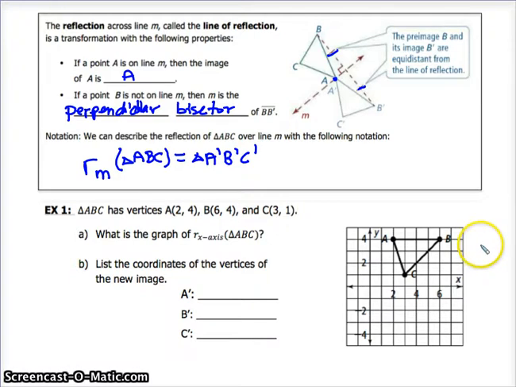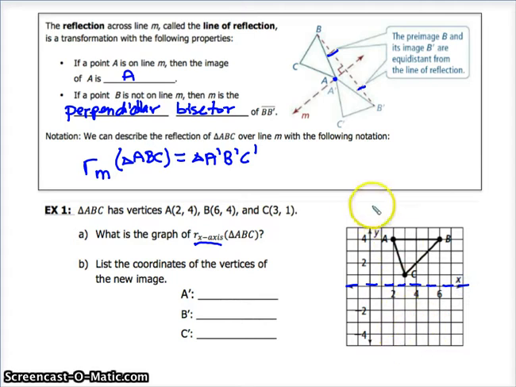Okay, let's do an example. Down below here, I've got triangle ABC, and I have listed the points there that are the vertices. We want to find the reflection over the x-axis of this triangle. So I'm going to go ahead and just highlight the x-axis here, kind of put a dash line there. That'll be my line of reflection.